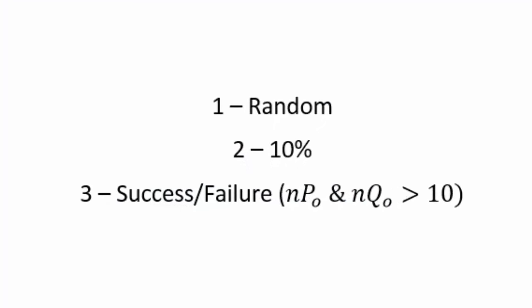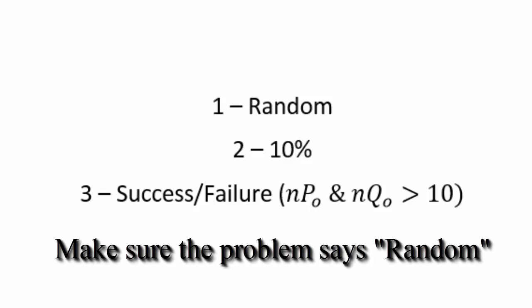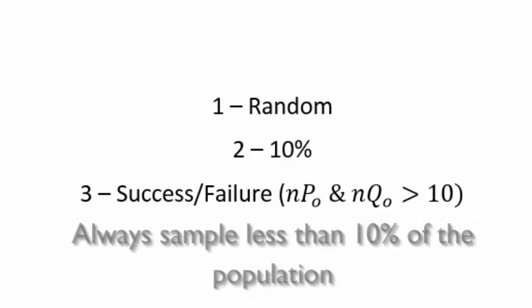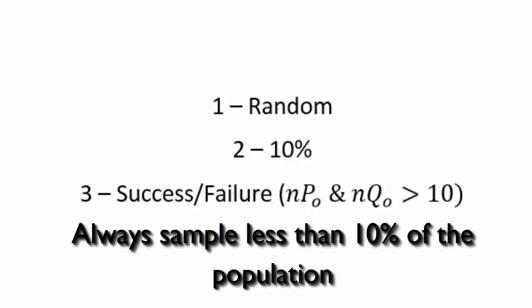The first condition we need to check is the randomness condition. As the problem states, these cans are randomly selected. So we pass the condition because the problem says we pass it. Next, we need to check the 10% condition. It states that we need to sample less than 10% of the total population. The population here was 10,000, and 10% of that would be 1,000. Thus, our sample of 800 is less than 10% of the population.